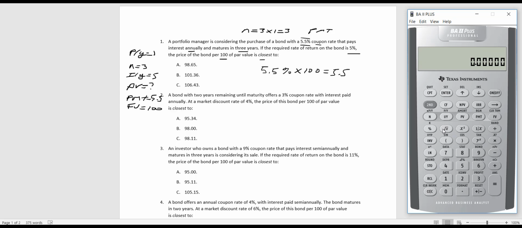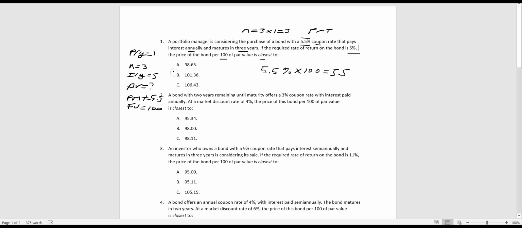Okay, so now we're just going to input the data. It's going to be 3 N, 5 I/Y, because that's the required rate, and then the payment is 5.5 PMT, 100 FV, and then we compute the present value, which is the price, 101.36. It's negative, out of our pocket, so the correct answer is B. All right, so that's a fairly easy one. Let's move on to the next one.